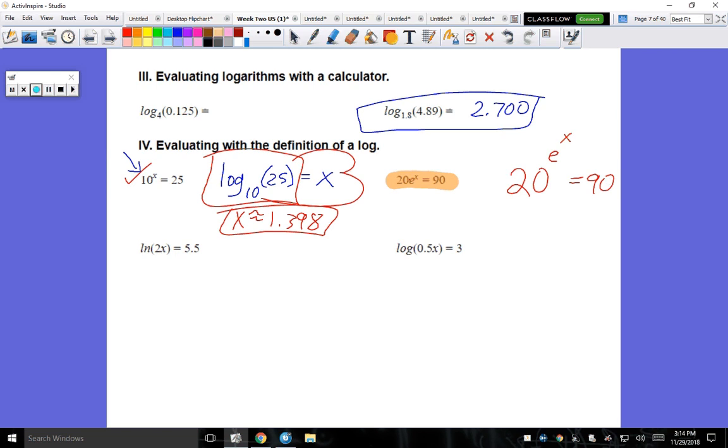So that's very, very important right there. Because if I told you to solve for x right now, what would you do first to both sides? Divide by 20.